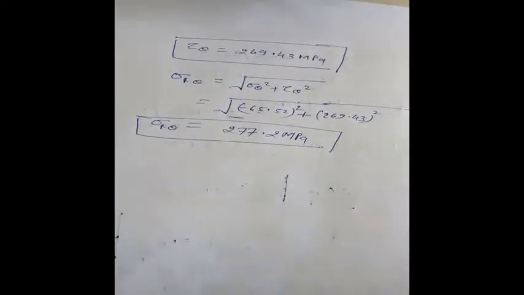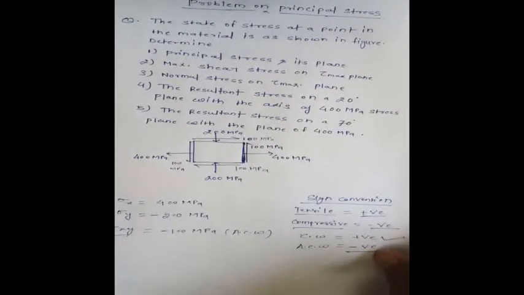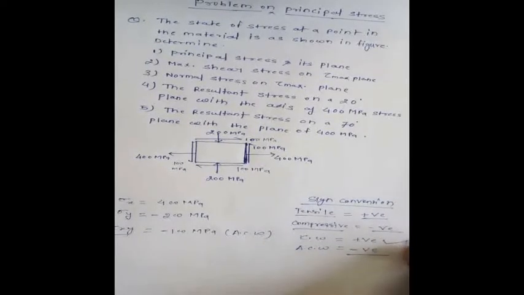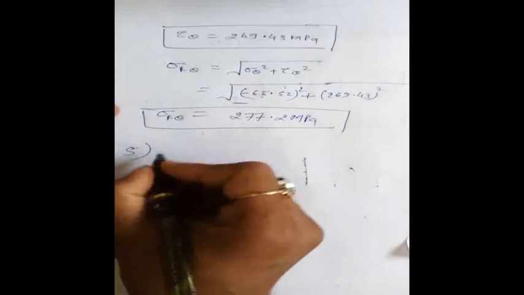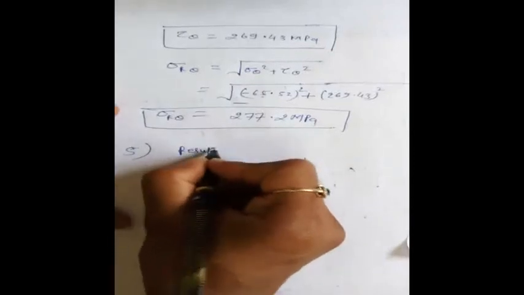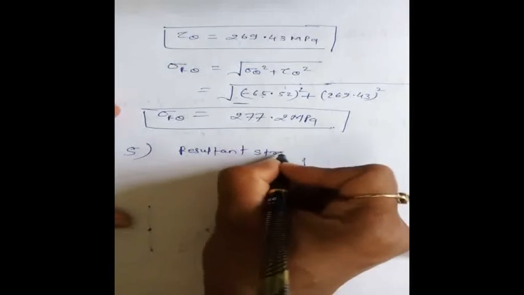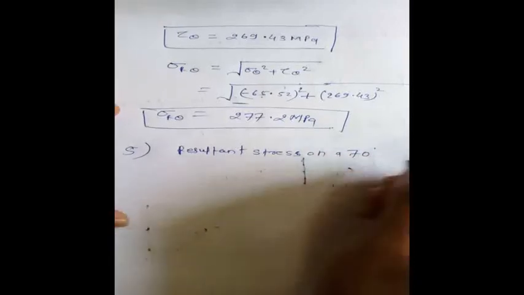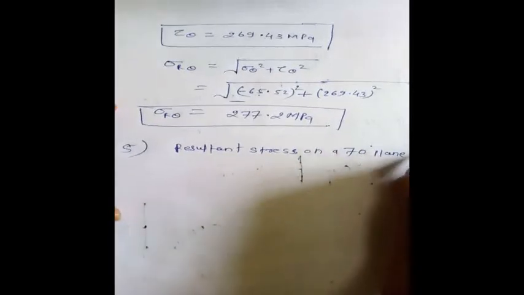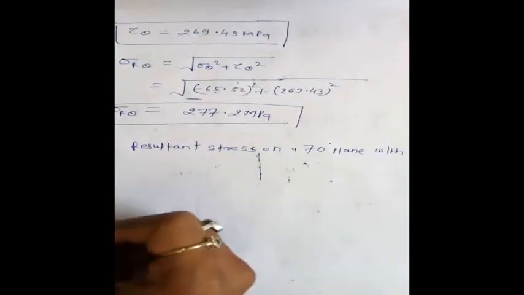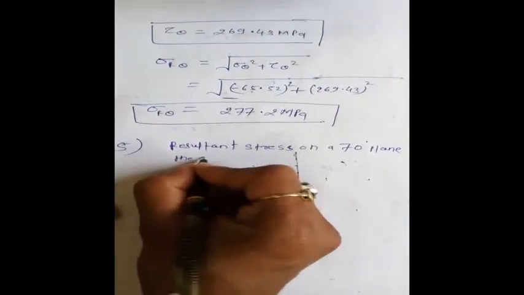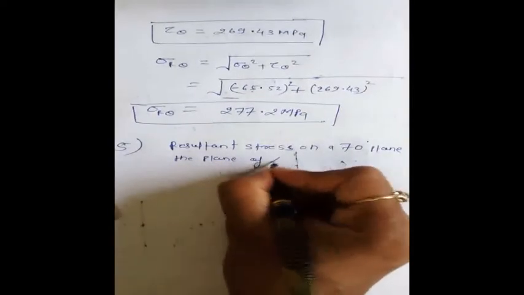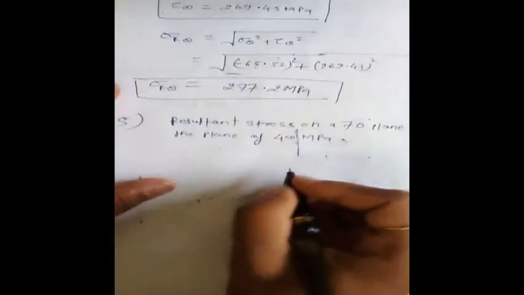Now the fifth question is the resultant stress on a 70 degree plane with the plane of 400 megapascal. So the fifth one means we have to find out the resultant stress on a 70 degree plane with the plane of 400 megapascal.